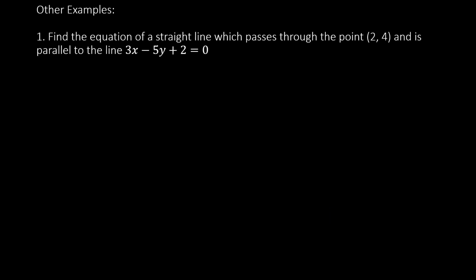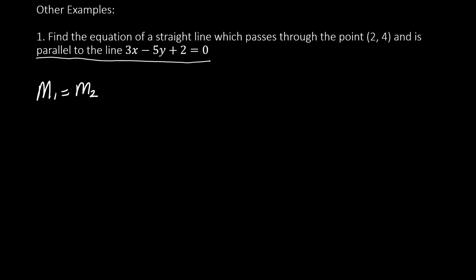This is the second example. Find the equation of a straight line which passes through the point (2, 4) and is parallel to the line 3x minus 5y plus 2. Just like in the previous example, which was perpendicular to the line, here we have parallel to the line. From the condition of parallelism, if two lines are parallel, then the gradient of the first one must equal the gradient of the second one, which is m1 equal to m2.